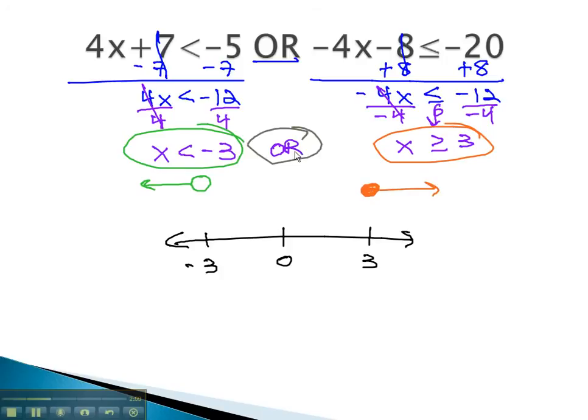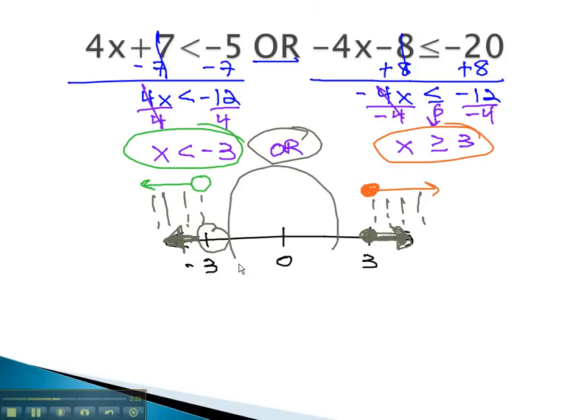Because this is an OR inequality, we only require one of them to be true. At least one. So wherever we see a graph, that's going to make it onto our final number line. So we have an open circle at negative 3 going down, and a closed circle at 3 going up. The only thing that doesn't make it into the final graph is the space in the middle where neither one works.